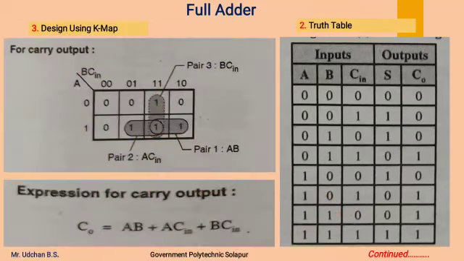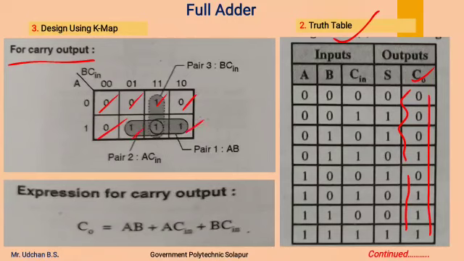After that, we are going to find the equation for carry output. The truth table is written again over here. For that, we are going to use again a 3 variable K-map. We are going to make entries of this carry output onto the K-map. The first 4 carry outputs are 0 0 0 1, and after that, the next 4 outputs are 0 1 1 1.